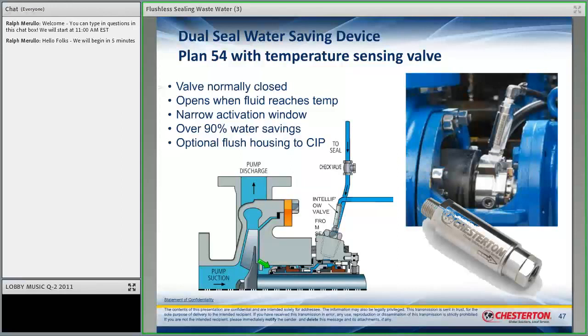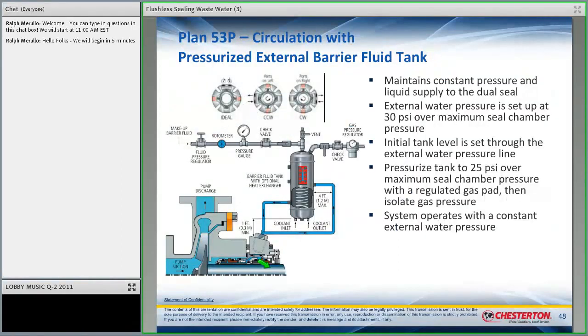The use is very low. Generally, the worst case scenario is you will save 90% of the water that you would use with Plan 54. That's the worst case. So these are very helpful. This is kind of like a modified Plan 54, and it's really a water savings plan. So we talked about 53P earlier. This is another way to do it.